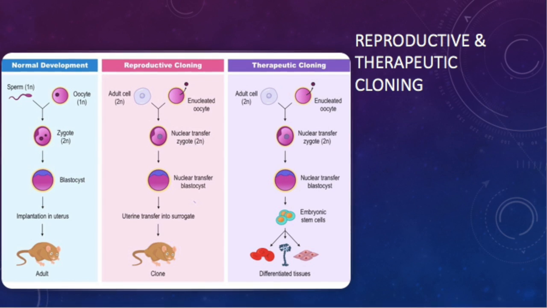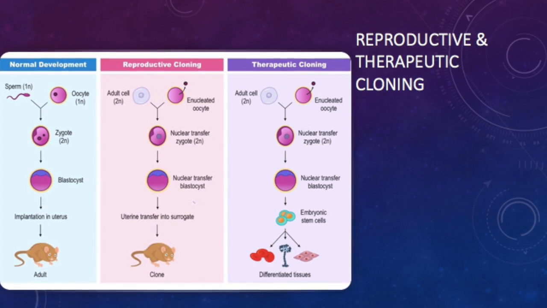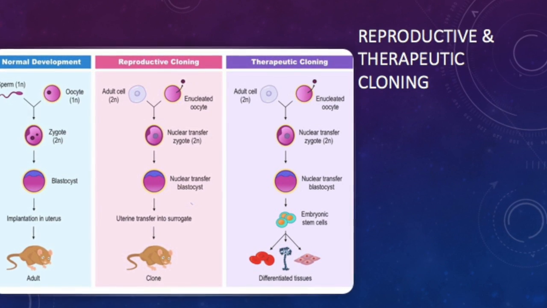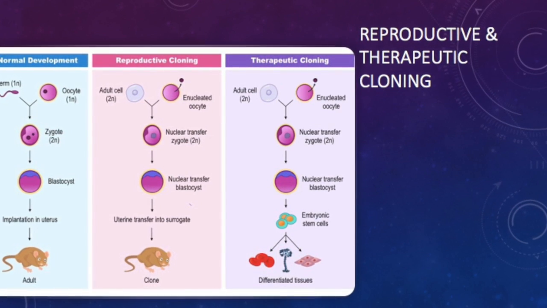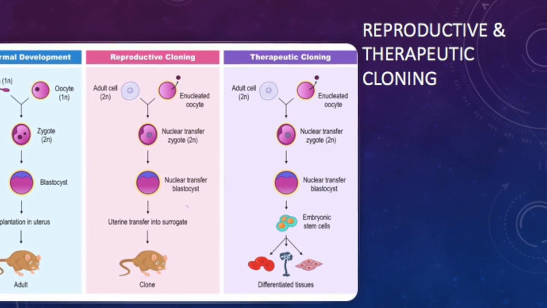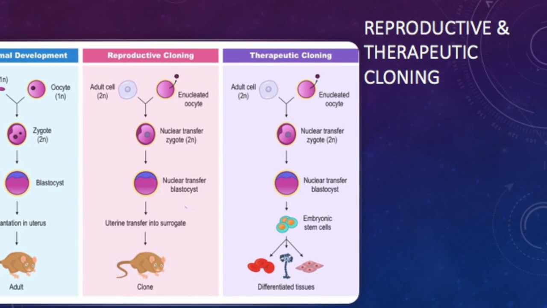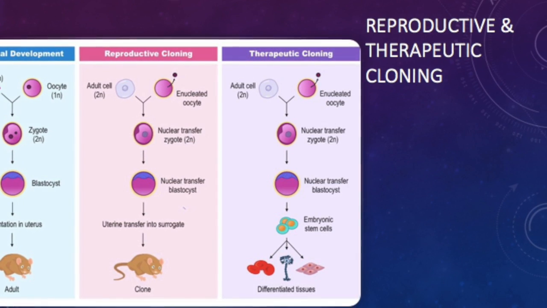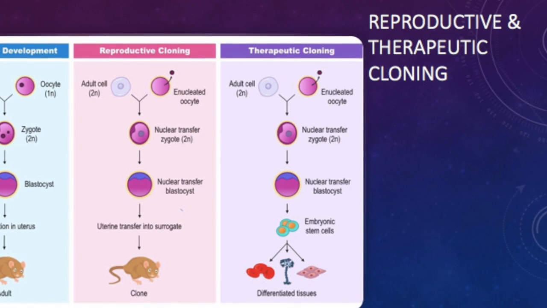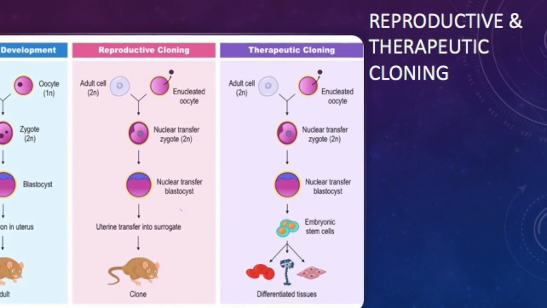Reproductive and therapeutic cloning is another method of artificial cloning. This method of using differentiated cells to generate cloned embryos can be used for two main purposes. The first one is reproductive cloning. If the embryo is implanted into the uterus of a surrogate, a new cloned organism will develop. The other one is therapeutic cloning, where the embryonic cells can be induced to differentiate to create specific tissues or organisms for transplantation.